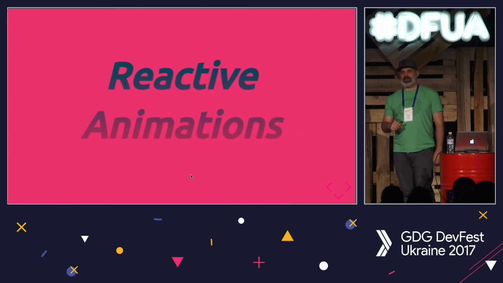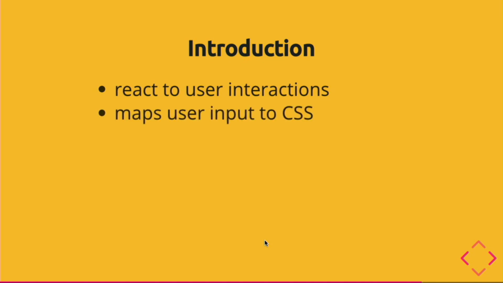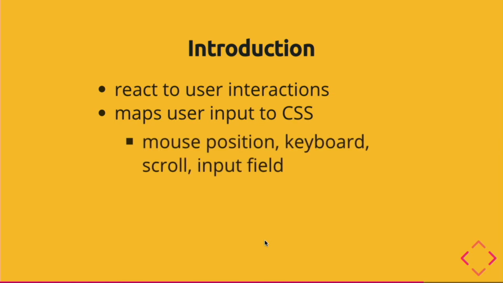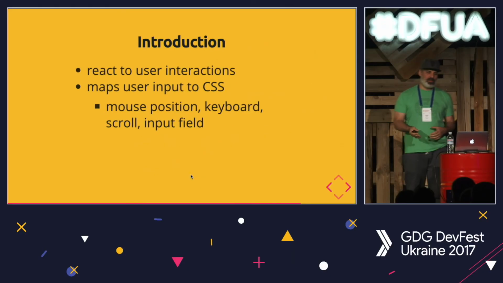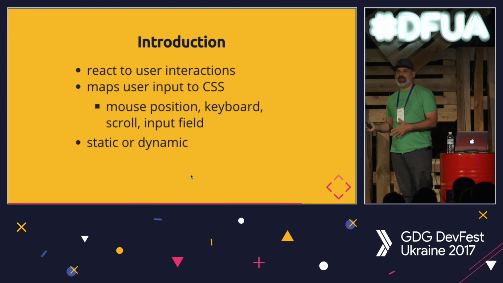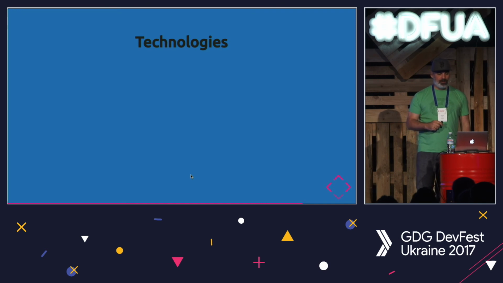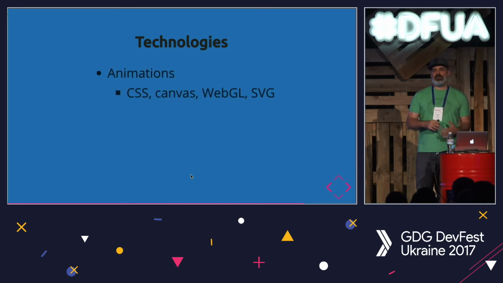The next area is the reactive animations, and these are specific animations that react to user interactions. This can be mapped to any of the CSS properties that we have available, and usually we can use this with different inputs. So we can use it for mouse interaction, we can use it with keyboard, scroll, and they create these interesting effects. Some of them will be static, and some of them will be calculated at runtime. So I built some demos to show you today, and you can use any of these technologies. They are all available to you.